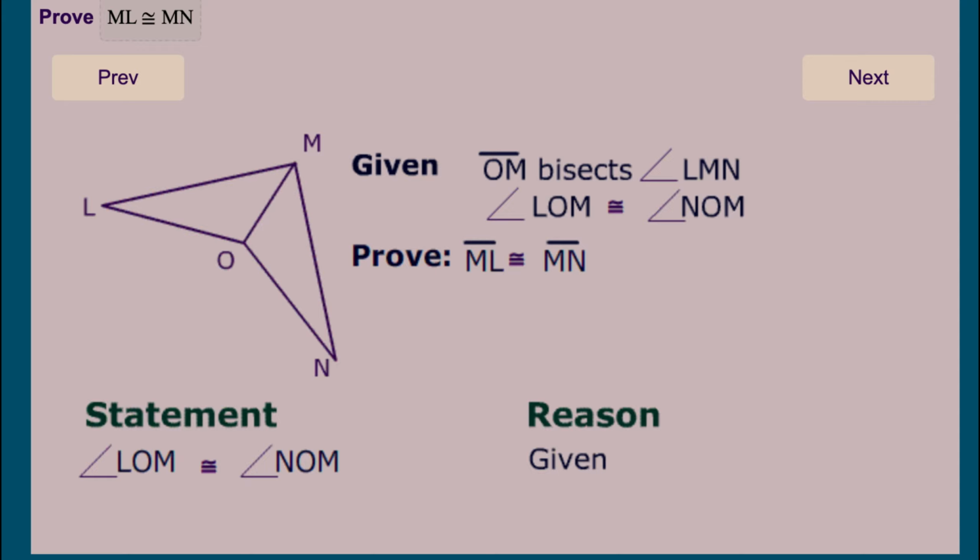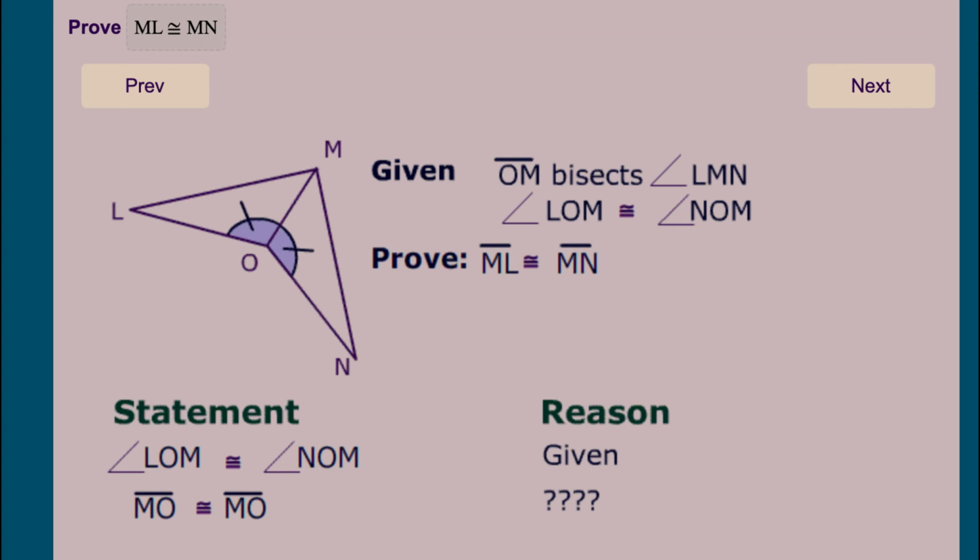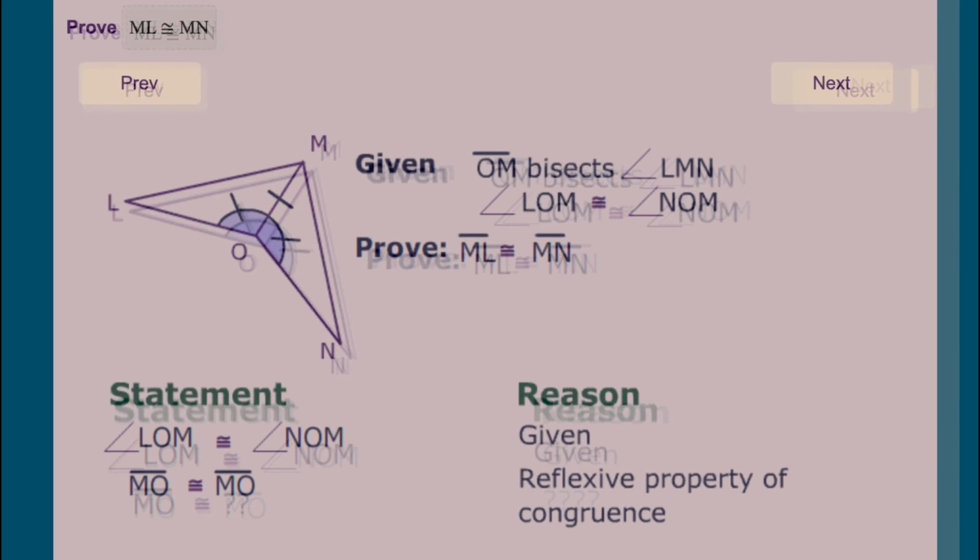Okay, what can we do next? Well, we can go ahead and say that segment MO is congruent to, what do you think? MO, right? Perfect. It's going to be congruent to itself. So if it's going to be congruent to itself, what's the reason for that? Again, those properties of congruence, it's going to be that reflexive property.